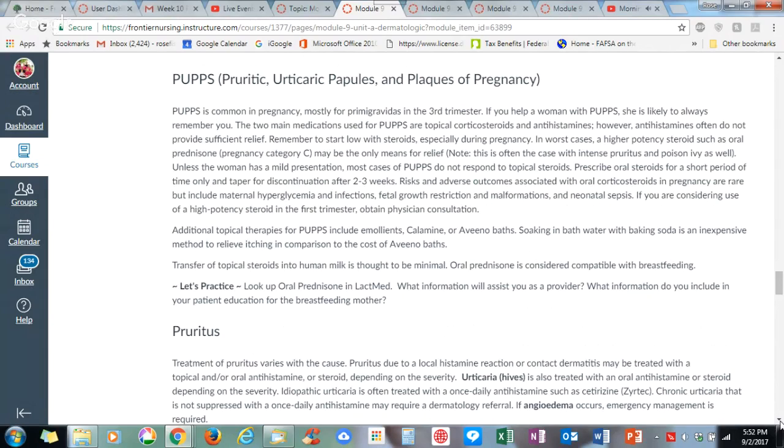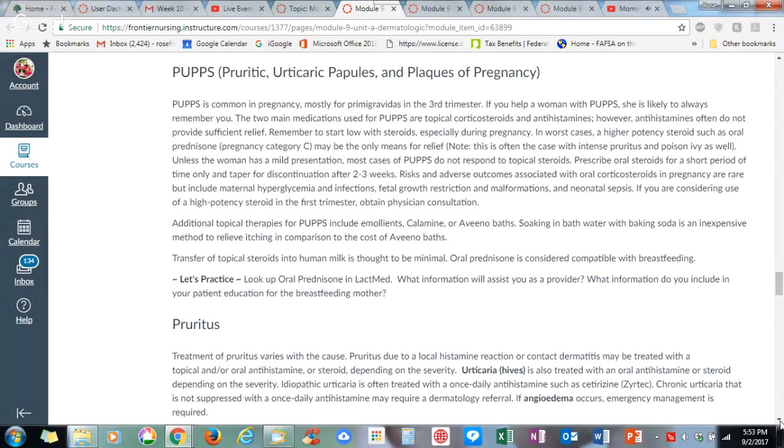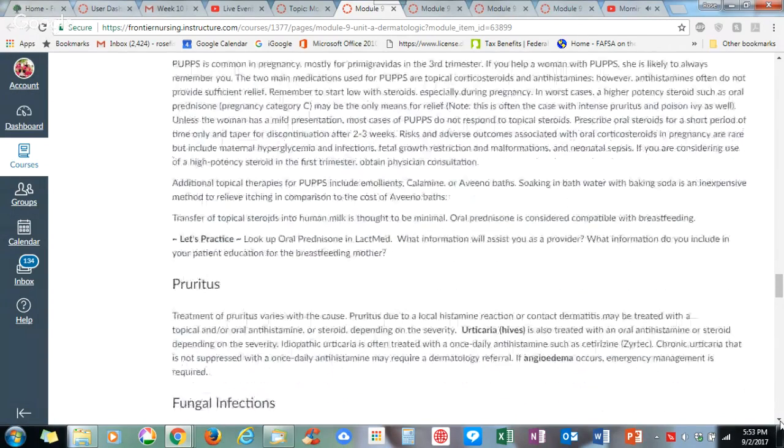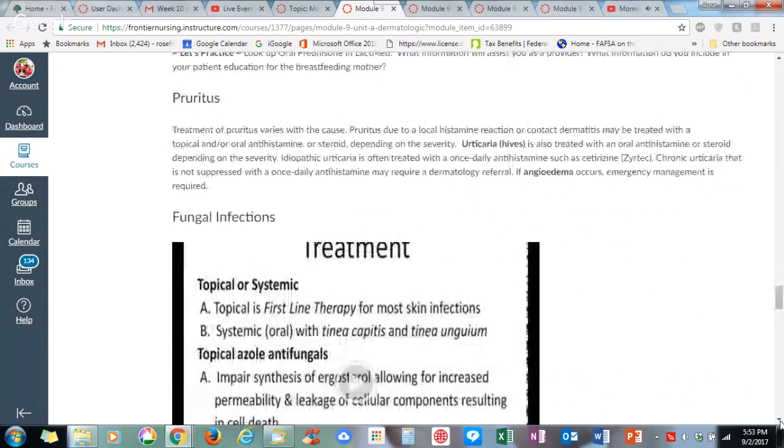Additional therapies for PUPPP include emollients, calamine, or Aveeno baths. Soaking in bath water with baking soda is an inexpensive method to relieve itching in comparison to the cost of Aveeno baths. Transfer of topical steroids into human milk is thought to be minimal. Oral prednisone is considered compatible with breastfeeding.